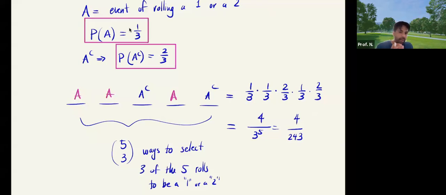So this becomes like 1, 2, 3, 4, 5. This becomes how many ways can I select, of those 5, 3 of them. So this is one of the ways: 1, 2, and 4, that's one way. But then I can also use 2, 3, 5. That's another way. 5 choose 3 counts all those ways.